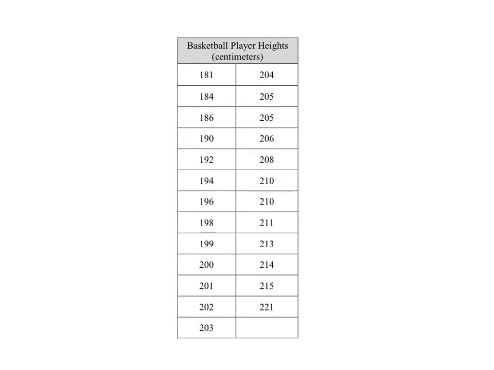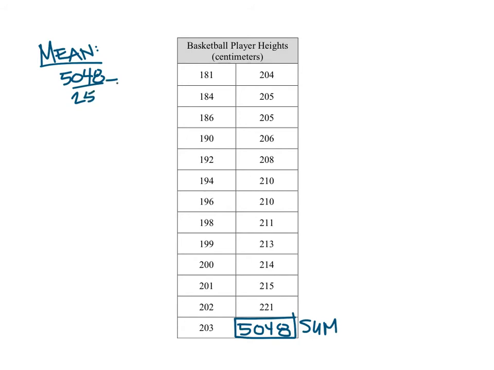So first off, before we do that, we should find the sum of these numbers, which I'll put in this box. Let's go ahead and add all these together. This is the sum that I get, 5,048. That should help us to find the mean. So we're going to take that sum, 5,048, and divide it by 25 values to find the mean. And when we do that, we should get 201.9. Just for the sake of this activity, we will round this up to 202 centimeters.